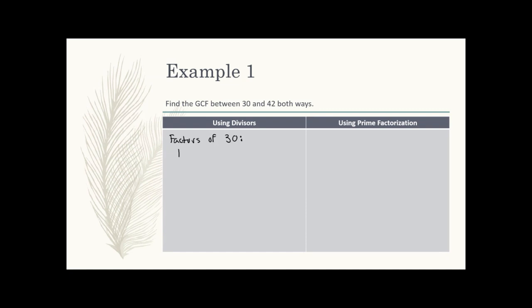So I can divide 30 by 1 and get a whole number. I can divide 30 by 2 and get a whole number. I can divide 30 by 3 and get a whole number. 30 divided by 4 doesn't get a whole number, but 30 divided by 5 gets me a whole number. And 30 divided by 6 gets me a whole number. Can't divide by 7, can't divide by 8, can't divide by 9. I can divide it by 10. Let's see, 11. Not 30 divided by 12, that doesn't work.